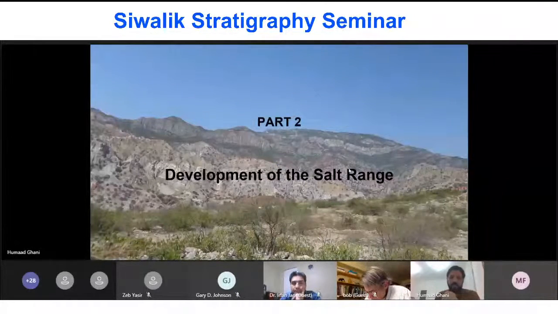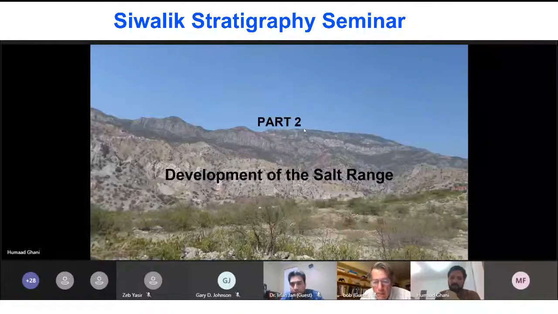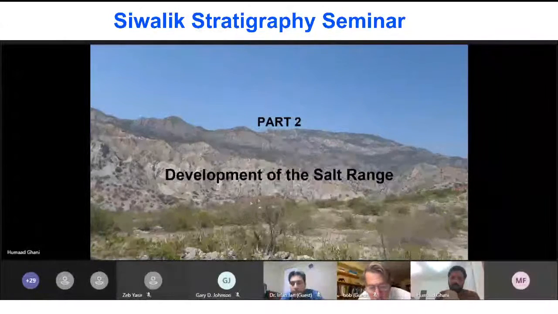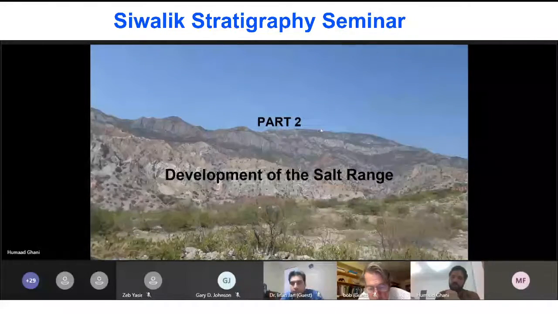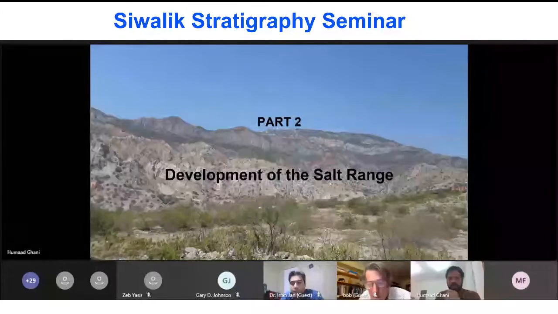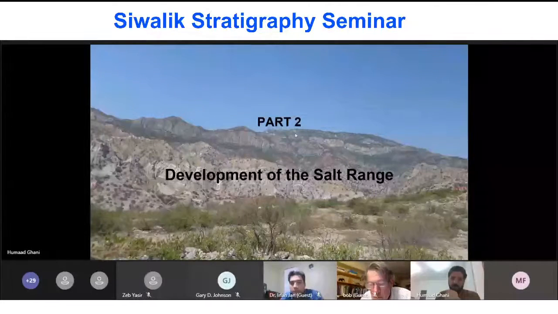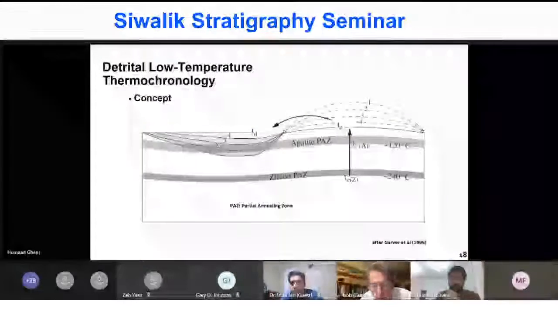The picture in the background is the Sakesar top, the highest part of the Salt Range, and from here you can observe the stratigraphy from Precambrian salt all the way up to the Eocene limestone, and eventually, at some places, some Rawalpindi Group is exposed.